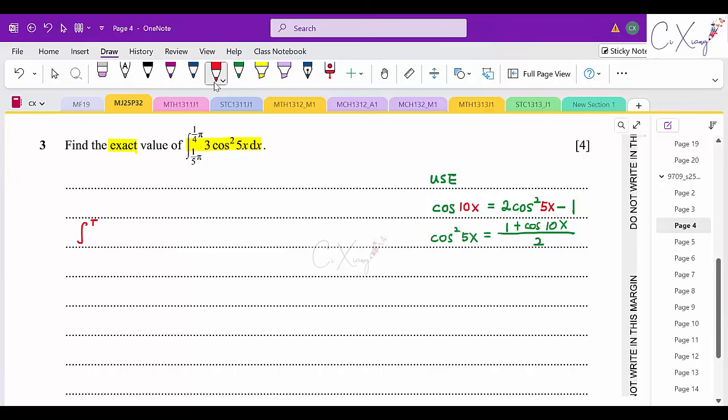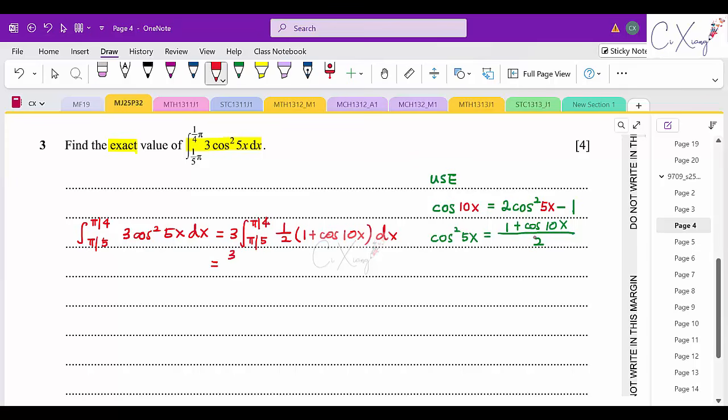Right? Okay, I'm having pi over 4, pi over 5, then 3 cos square 5x dx. 3 is a constant. I always prefer to take it out first. I leave only cos square 5x in the expression. And like what I told you just now, cos square 5x can be written like this. So I'm having half, then 1 plus cos 10x.